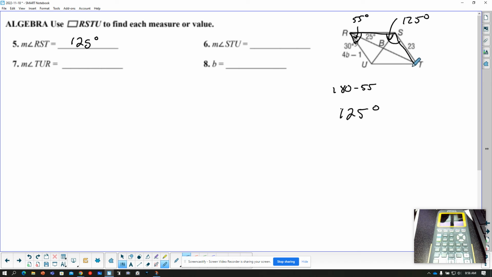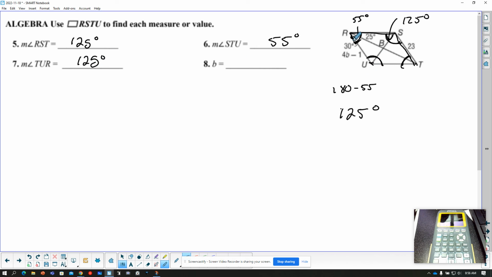STU, that's this big angle here. Well, opposite angles are equal, so STU would be 55 degrees. TUR is this big one here. Well, I already know opposite angles are equal, so since I already found this one was 125, this one would also be 125.